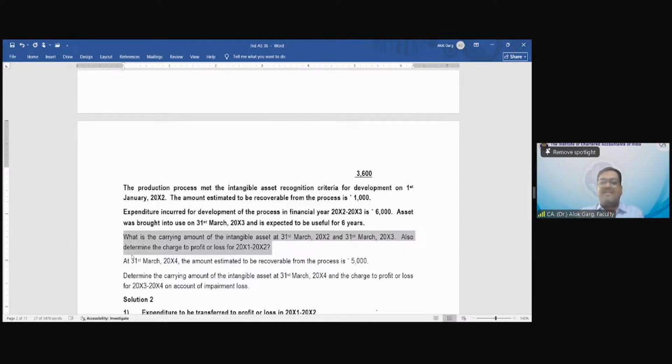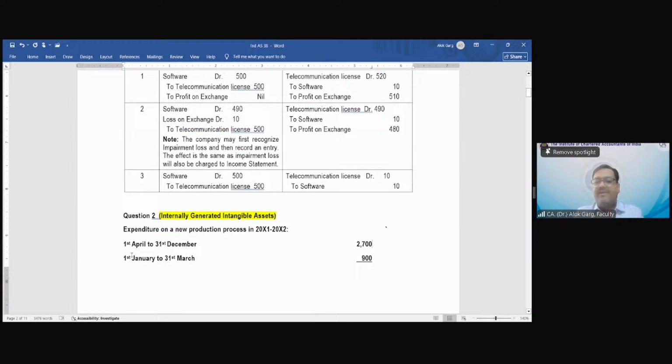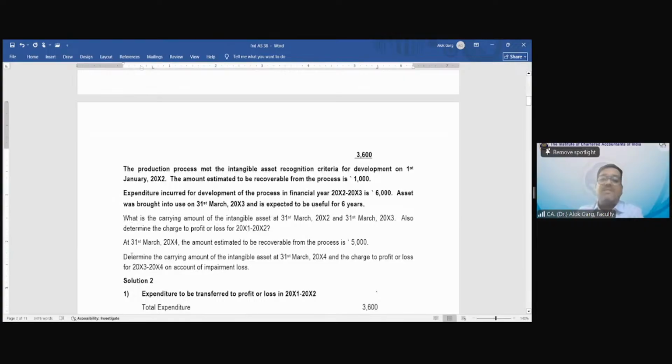So question is asking you 3 information. What is the profit or loss which has been recognized? What is the charge in the profit and loss in 20x1, 20x2? 20x1-2 में profit and loss में क्या charge गया है? 2600. 2,700. The amount is spent on the research phase, right? And what is the charge?